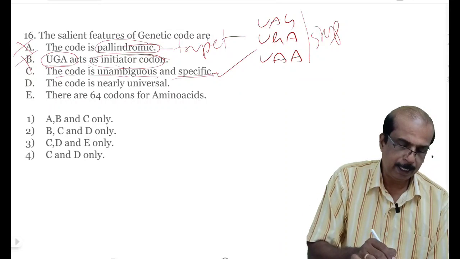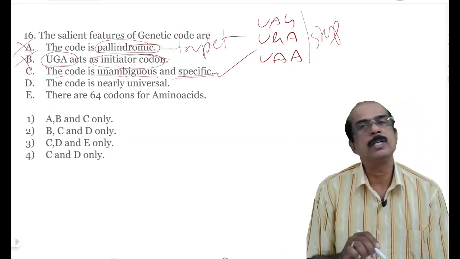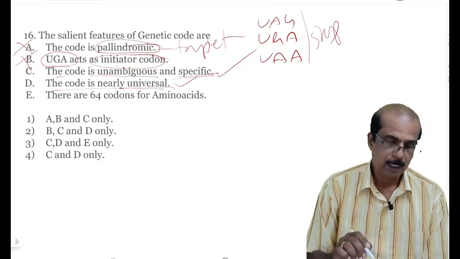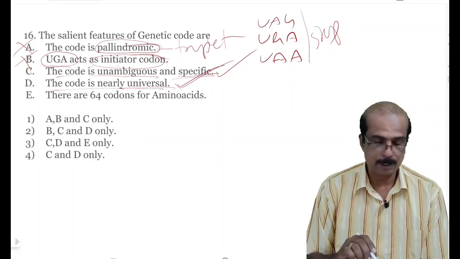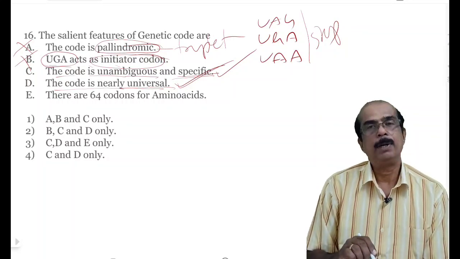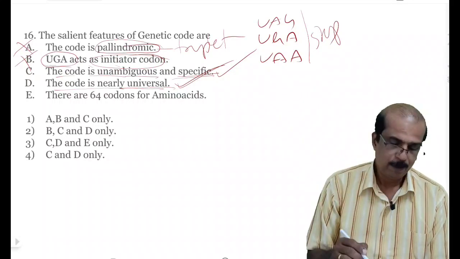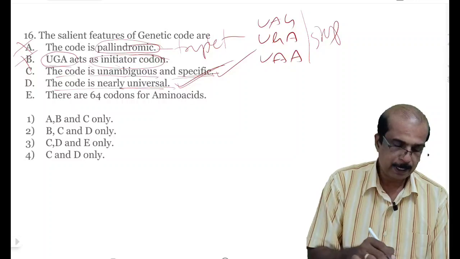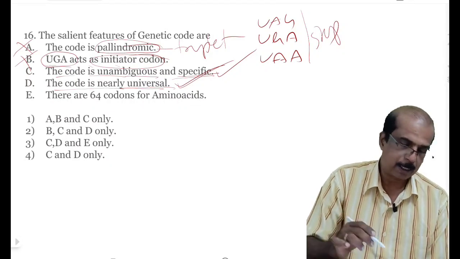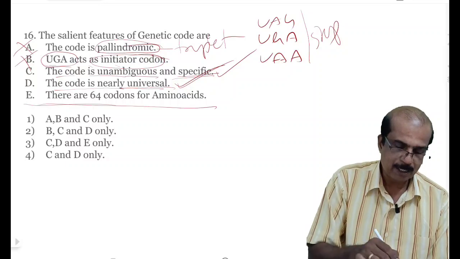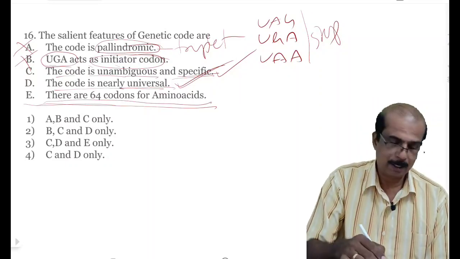Correct statement. D. The code is nearly universal. It is a statement as such in this textbook. Genetic code is nearly universal. It is applicable to majority of all living organisms except a few exceptions. So it is also correct. C correct, D correct. What about option E? There are 64 codons. Correct.